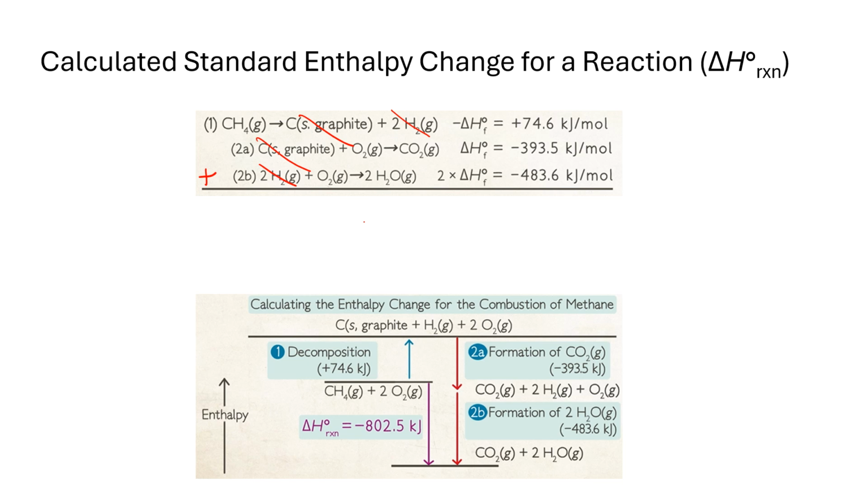So let's write out what we have. We have CH4 gas plus 2 oxygens. And why do we have 2? Because we have 1 over here and 1 over here. This is going to make CO2 gas, which is left over here, and 2 waters.